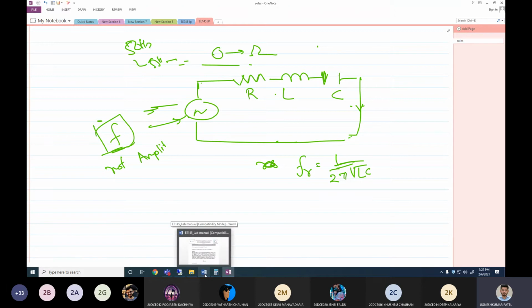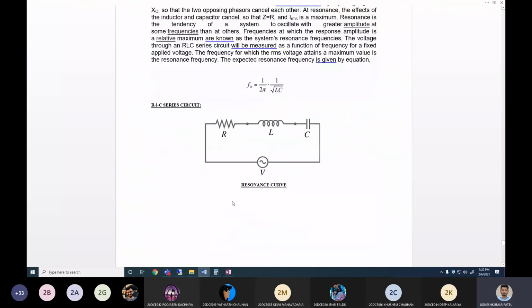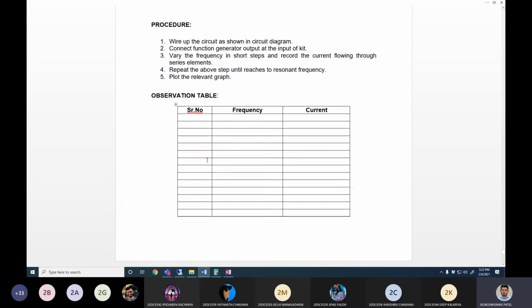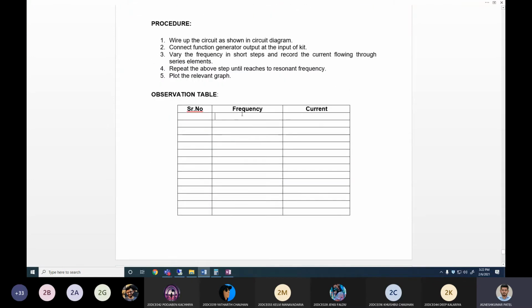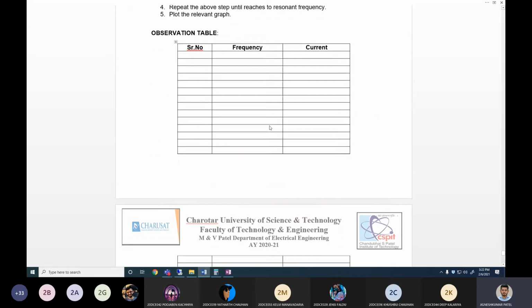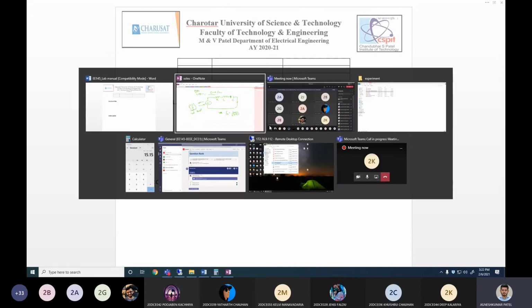It is very easy, no rocket science inside here. Whatever we have done in theory, the same will be done over here, and we'll take a number of readings with different frequencies and different currents. For different frequencies, you'll get different current values, and we'll note down that current. If you plot the graph between the two, you'll get a graph like this. Let's see that.